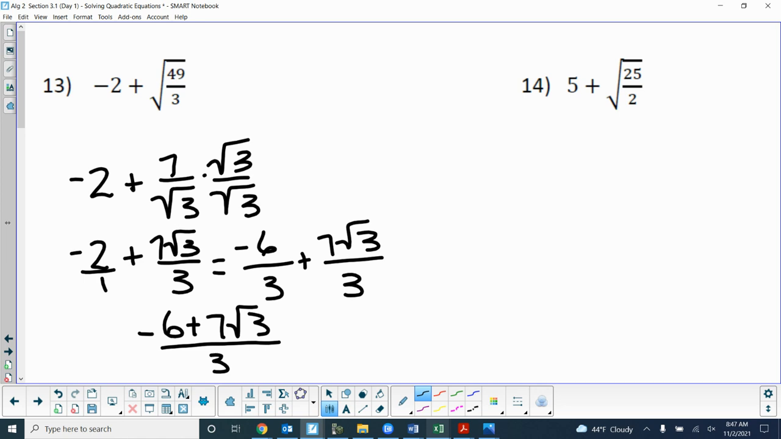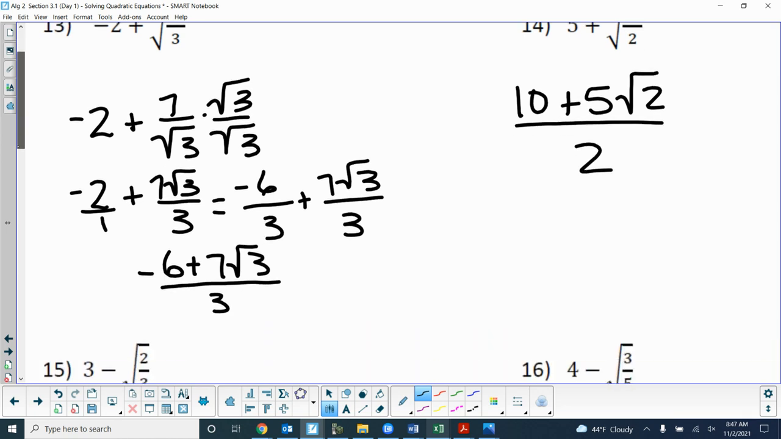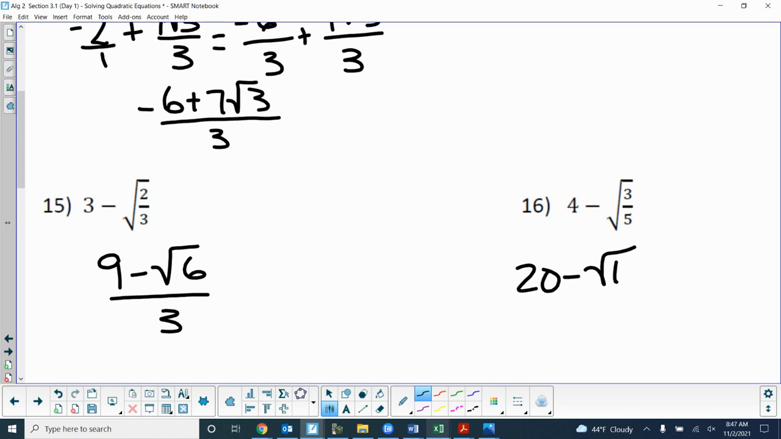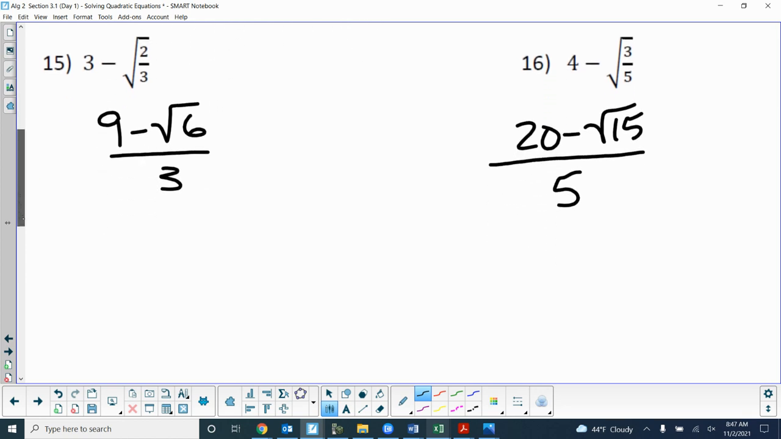I'll just read off the rest, and if there's any that you want me to go over, we can go over. Number 14, oh, I just write it, I guess. 10 plus, when it's all done, 5 radical 2 over 2. I did that one like I did 13. 15 ends up being 9 minus the square root of 6 over 3. Number 16 ends up being 20 minus radical 15 over 5. Anybody need to see either of those?